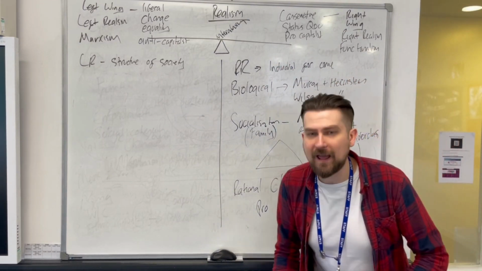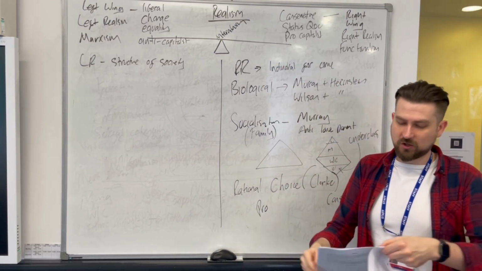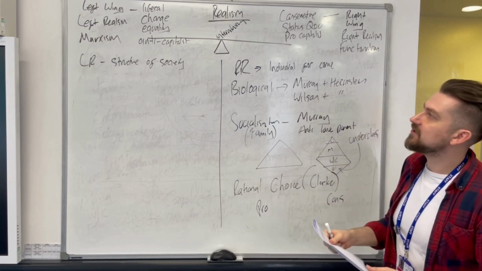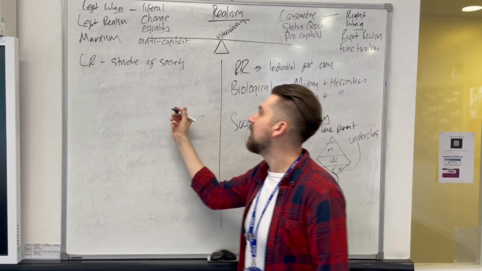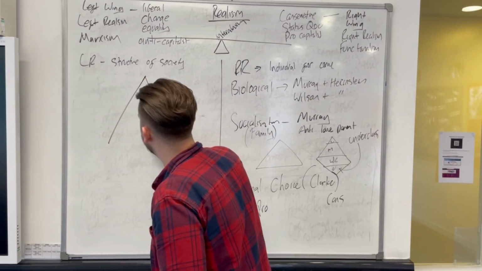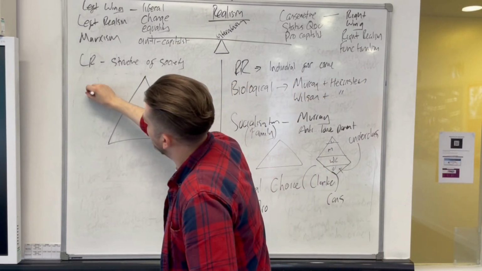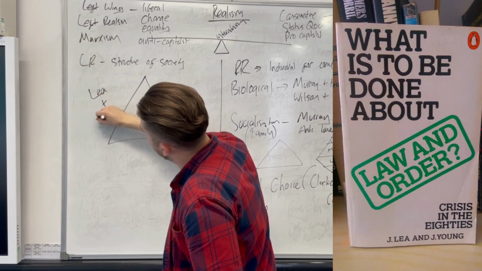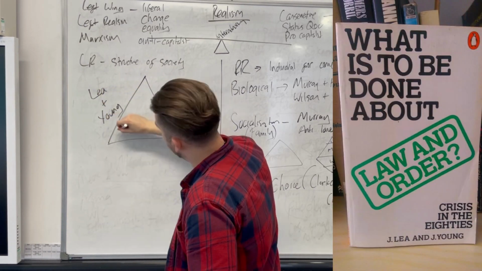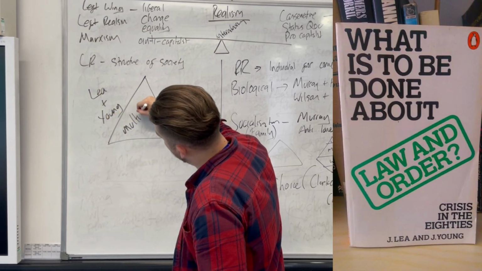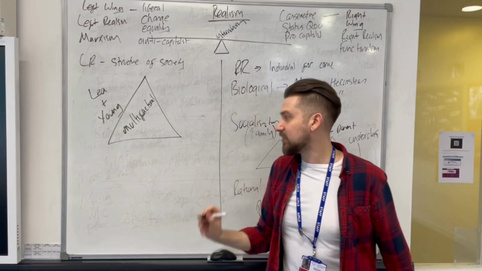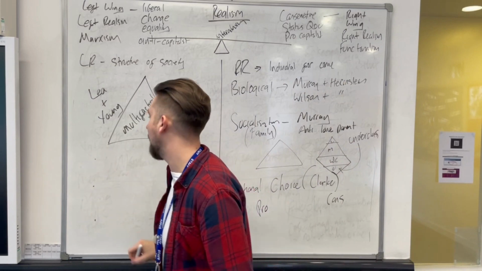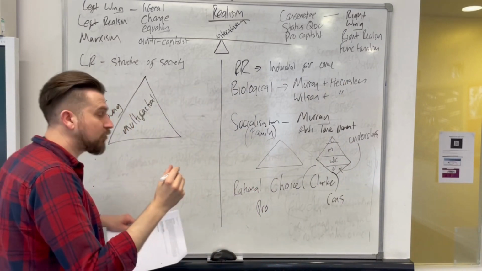If we look at the left realist perspective, you can start to see already how it's going to be very, very different. Not the individual to blame, but now the structure of society. And when I think about left realism, from the writers Lee and Young, I think about a triangle. I think that crime is multifactorial in its cause. There are three factors to crime that Lee and Young would say cause criminality.